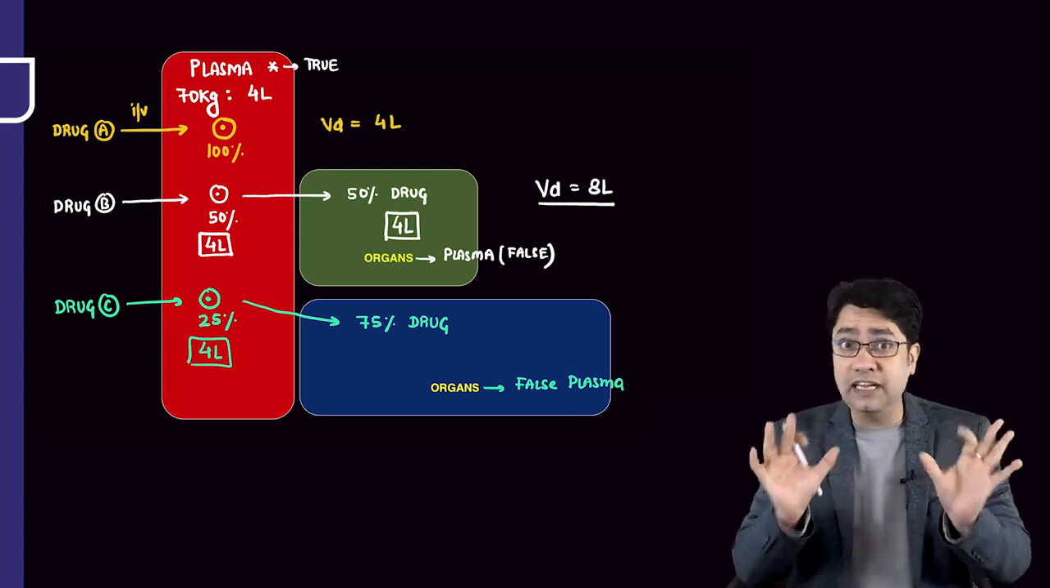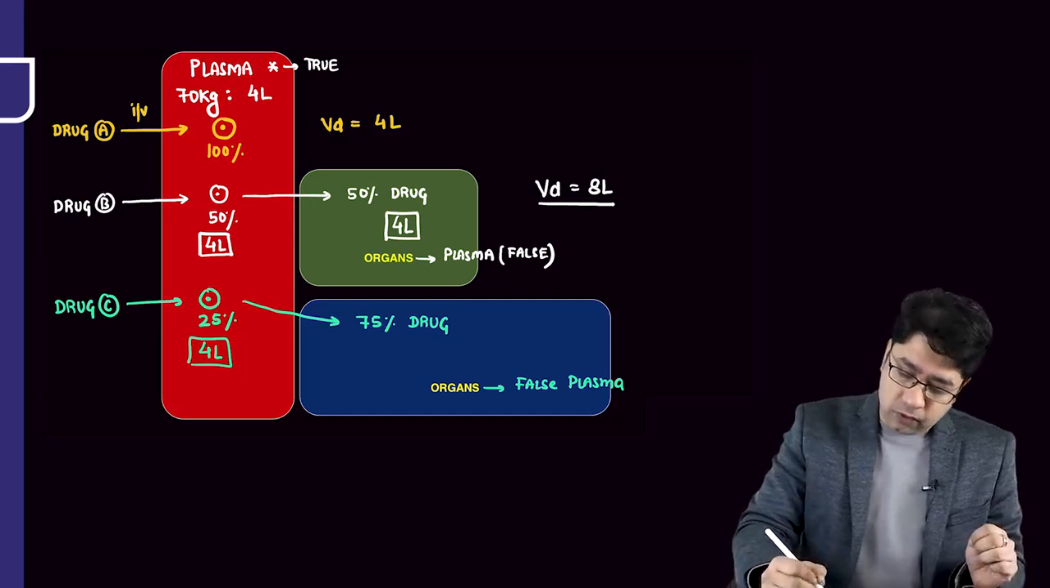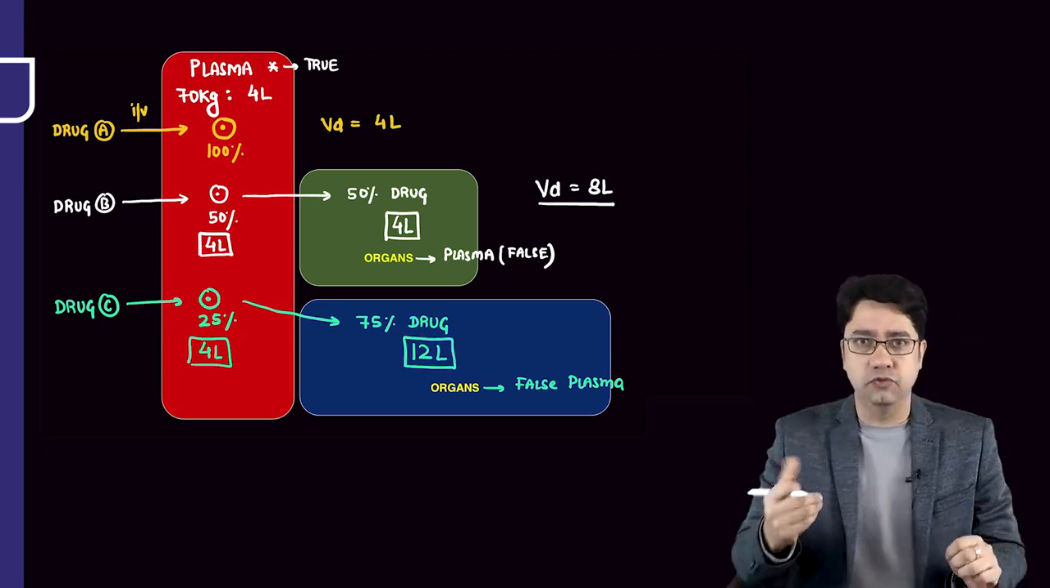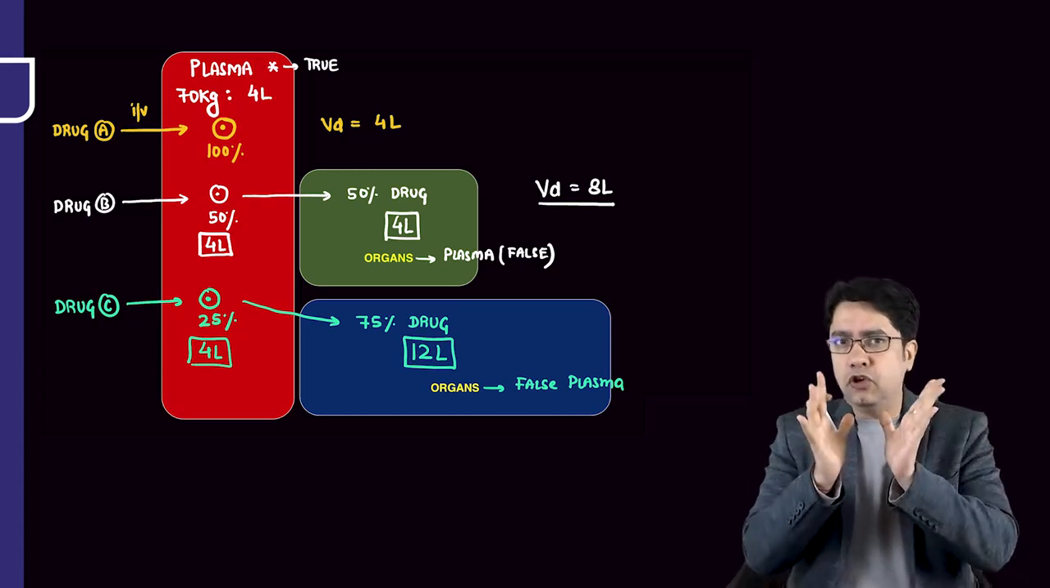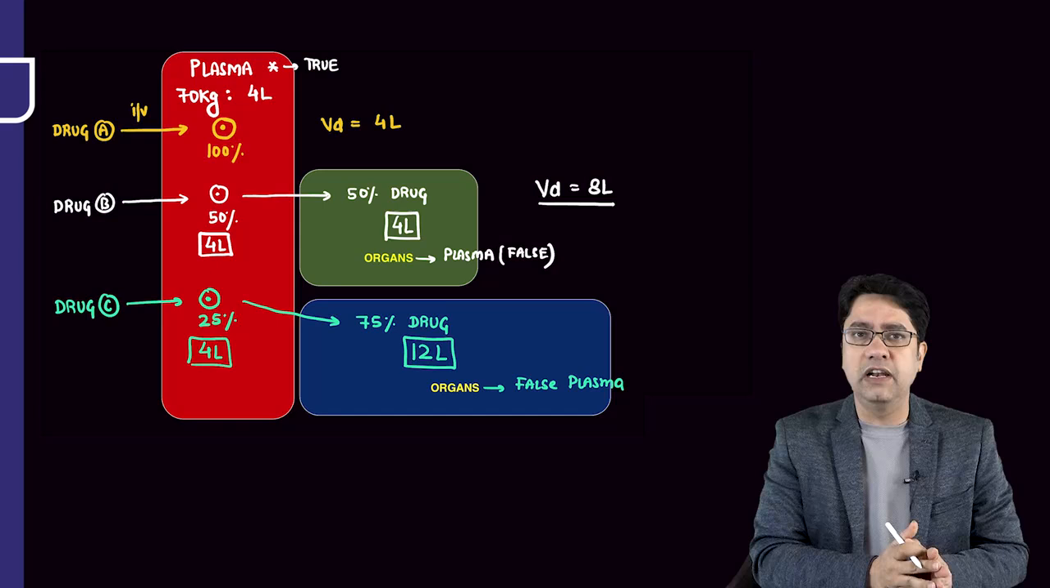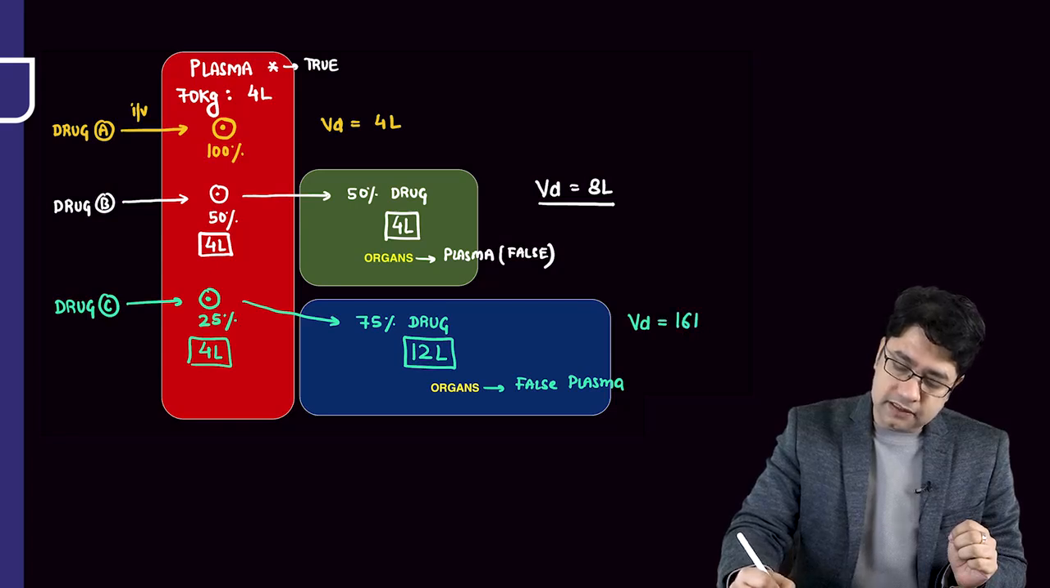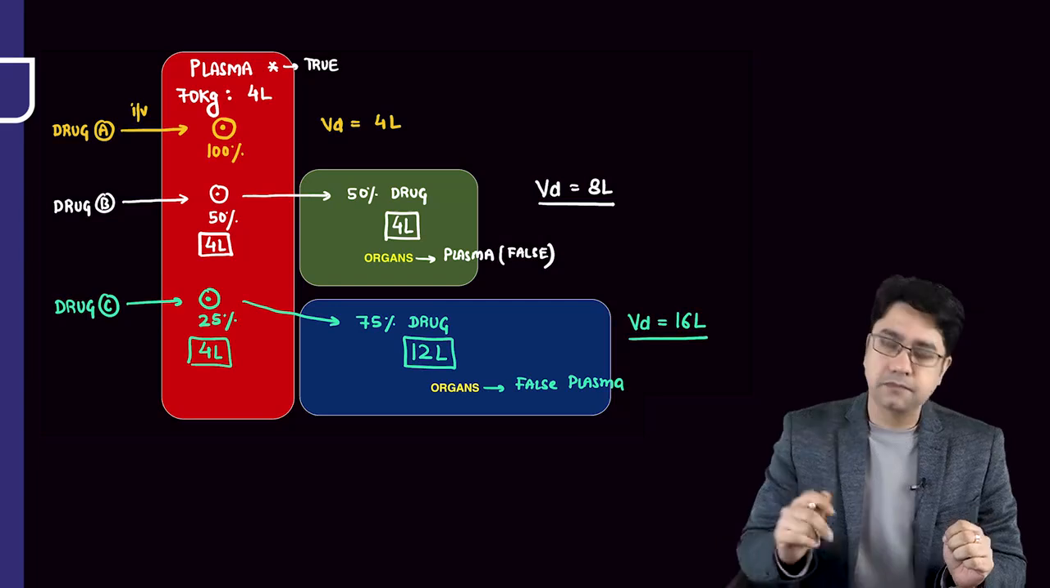It will require 3 times the plasma. So it will require 4 into 3, 12 liters of plasma, which we have assumed. So can you tell me the total amount of plasma this drug will require? So the total amount of plasma required to contain this drug will be 16 liters.